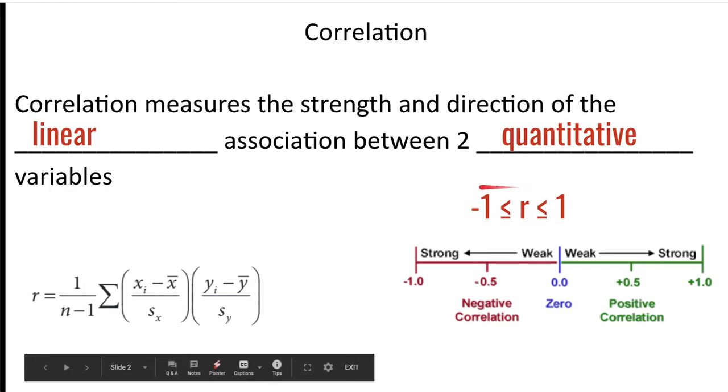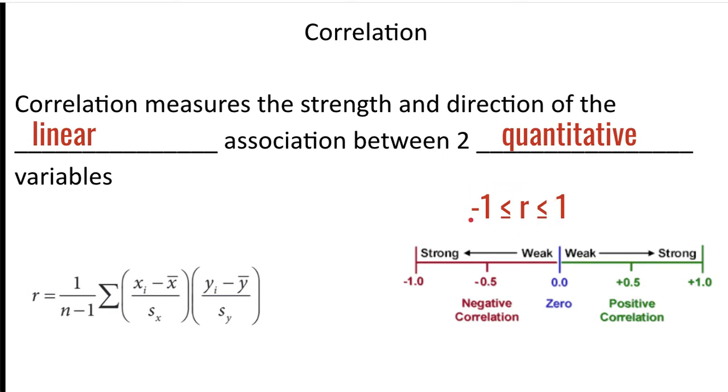The correlation coefficient is always between or equal to -1 and 1. Now, it's very rare that it's actually equal to -1 or 1. Much more often, it will be in between these two values. So it measures the strength and the direction. So the closer it is to 1 or -1, the stronger that association is. The closer to 0, the weaker it is.